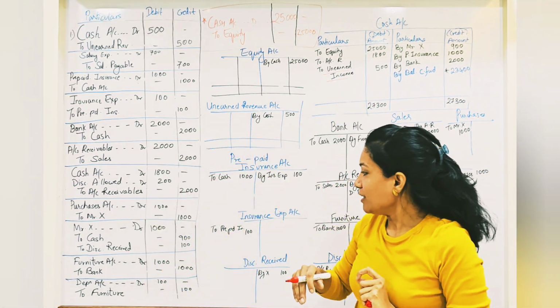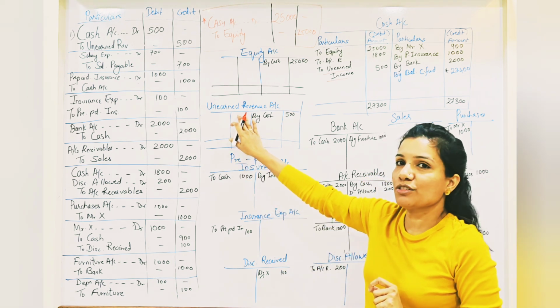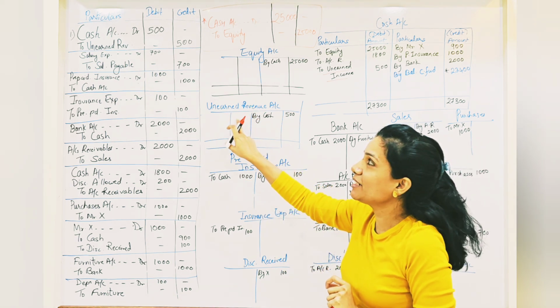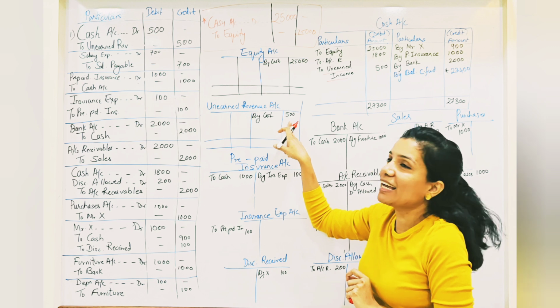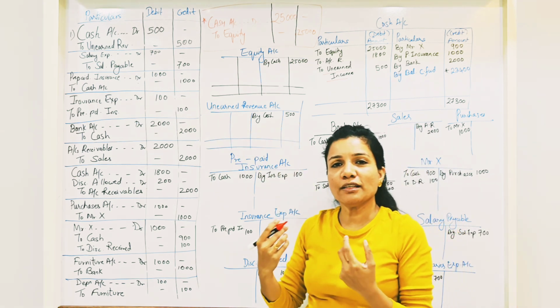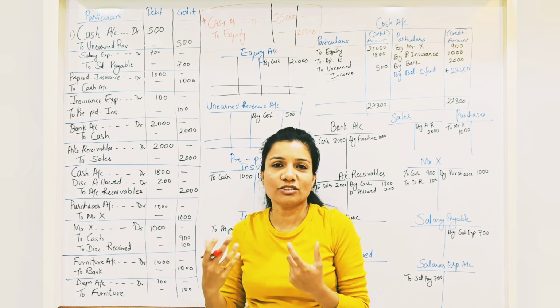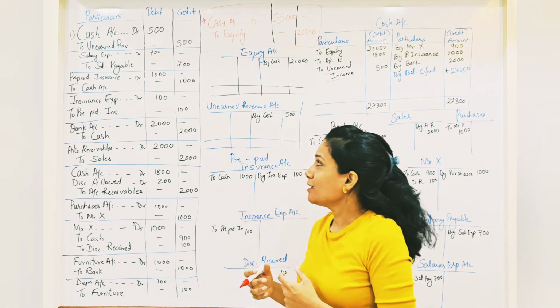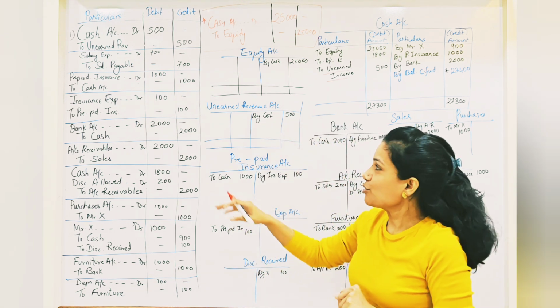Now there's another account, unearned income. What happens to this? Unearned income. This is debited. This was credited by cash 500. So what is "to" and "by"? This is again, every subject has its own jargon, its own language, its own syntax, its own grammar. So that's how you record.